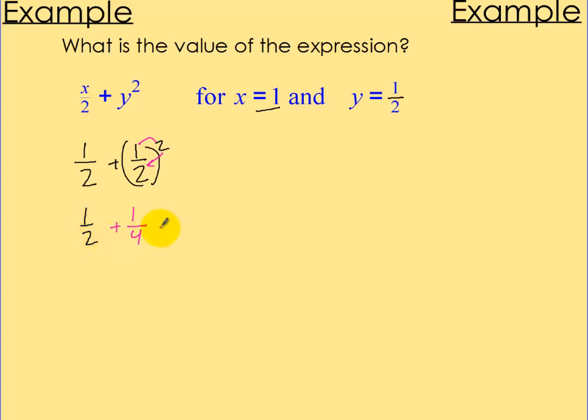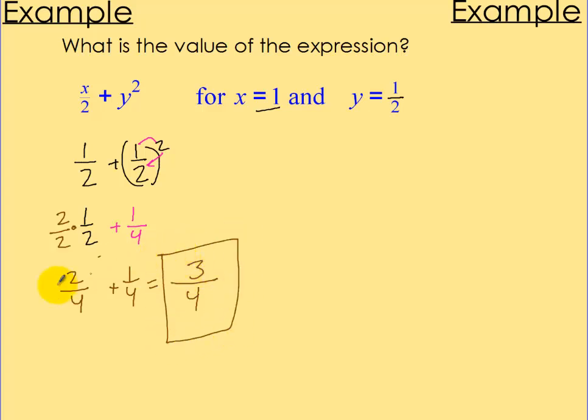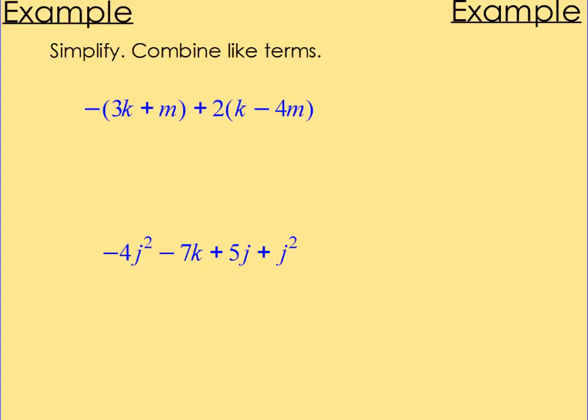So 1/2 plus 1/4. How do we add those? We want to have common denominators here. So I'm looking for the LCM, the lowest common multiple. For 2 and 4, that's going to be 4. I want to multiply the left fraction by 2 over 2. So on the left, we get 2 over 4 plus 1 over 4. With common denominators, they add up to 4 on the bottom. 2 plus 1 is 3. So the value of this expression is 3/4.